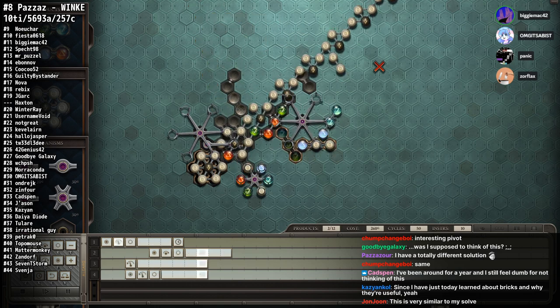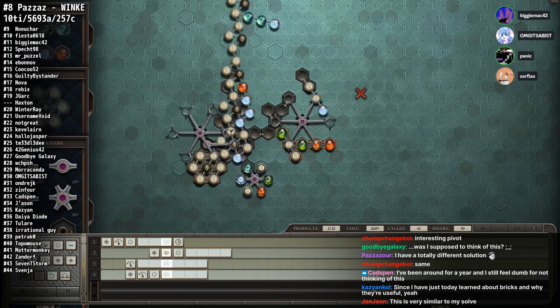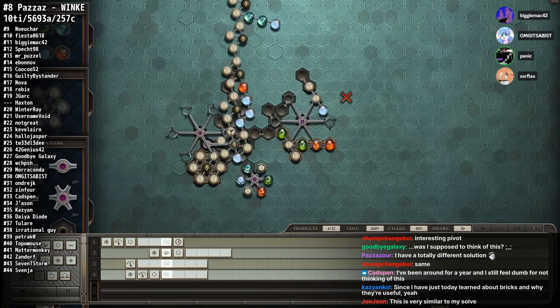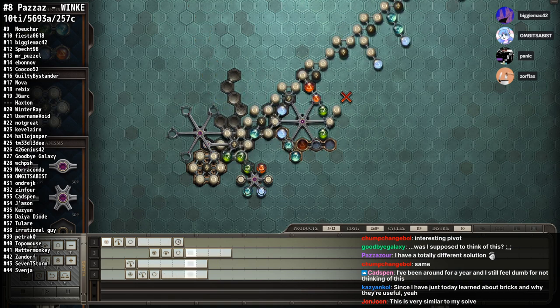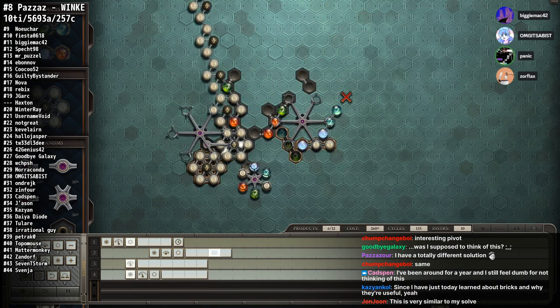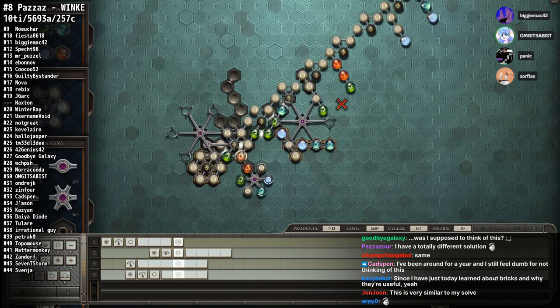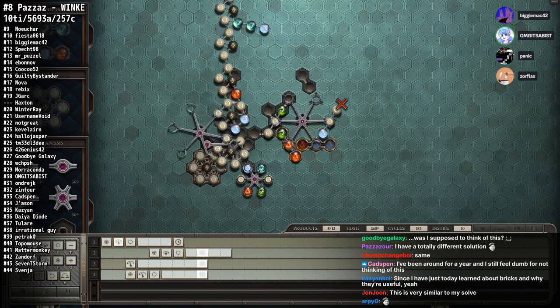Pizzazz in chat saying that they have a totally different salt. Same salt, but it's rotated. They were just being cheeky. Yeah, I actually like the Cretelli here. Very good. The only difference is that it's rotated.